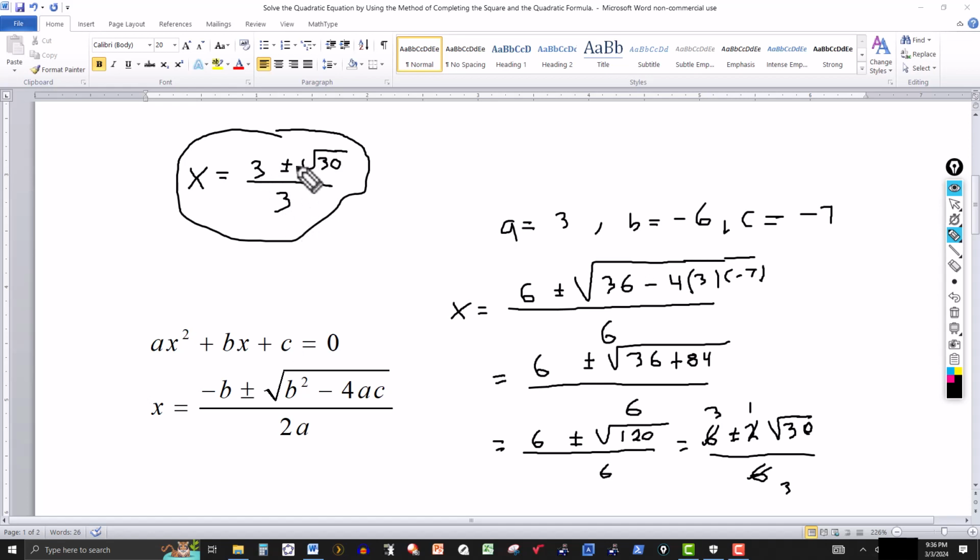And again, these will check, and that's going to be your job to go ahead and check these. But we got the same answer using the method of completing the square and the quadratic formula.